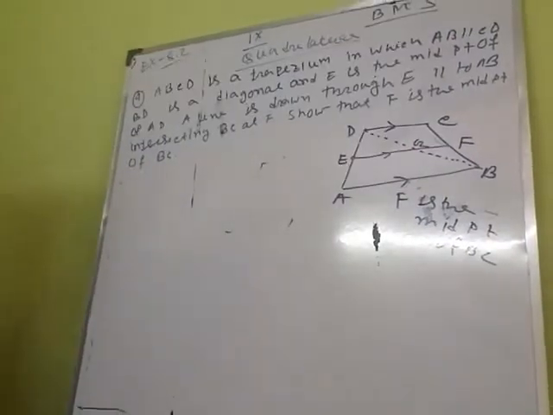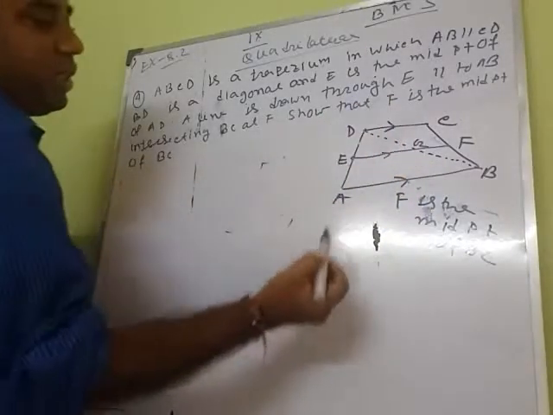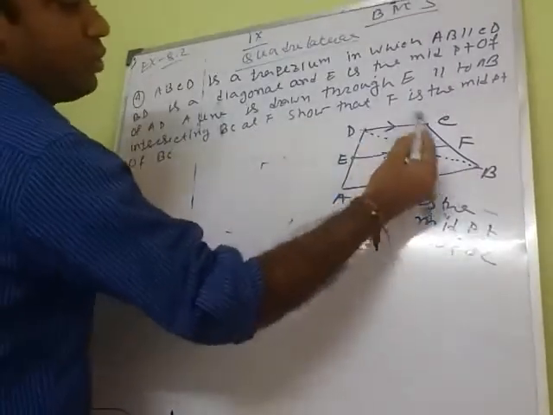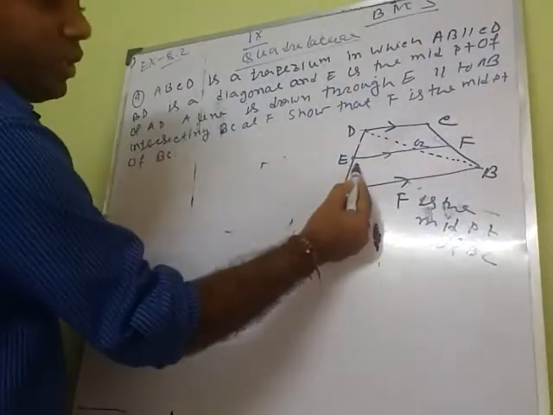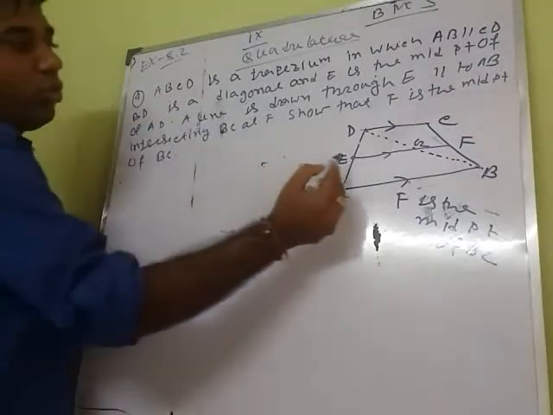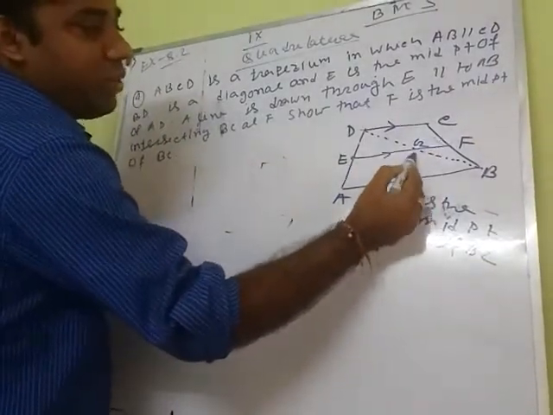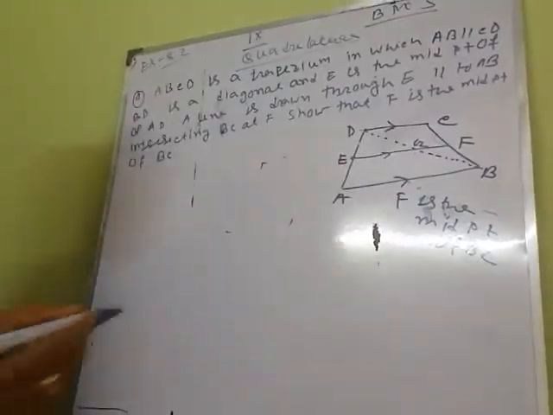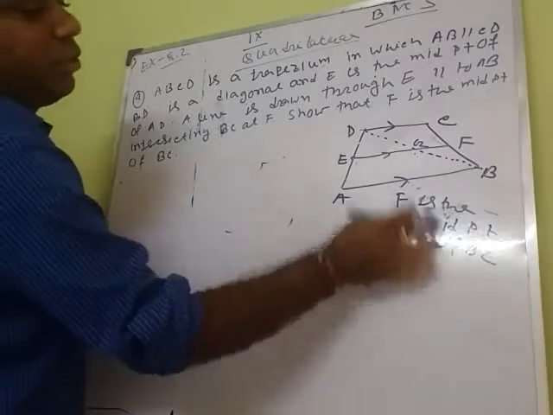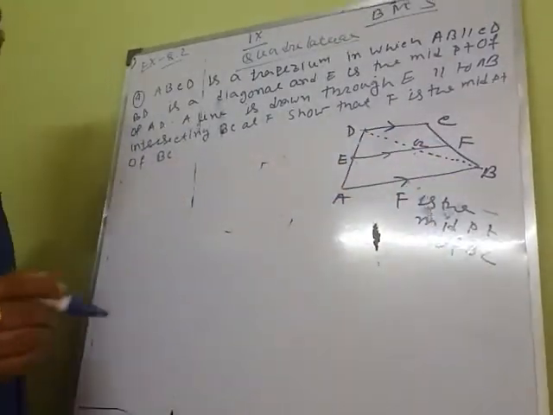Okay, so students, what is given? ABCD is a quadrilateral where AB is parallel to CD, BD is the diagonal, and E is the midpoint of AD. A line drawn through point E parallel to AB intersects the diagonal BD at G and BC at F. We have to prove that F is the midpoint, which means CF equals BF. That is our required proof.